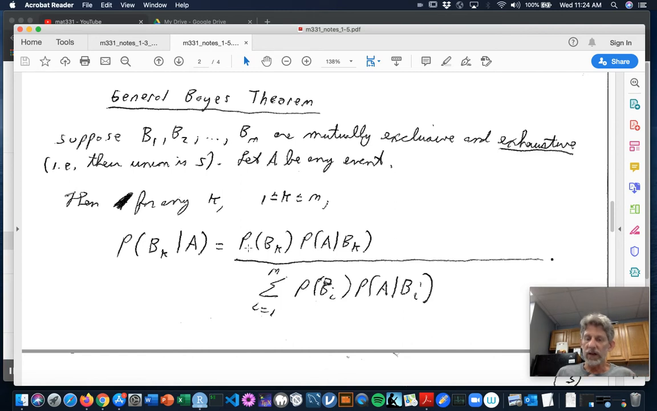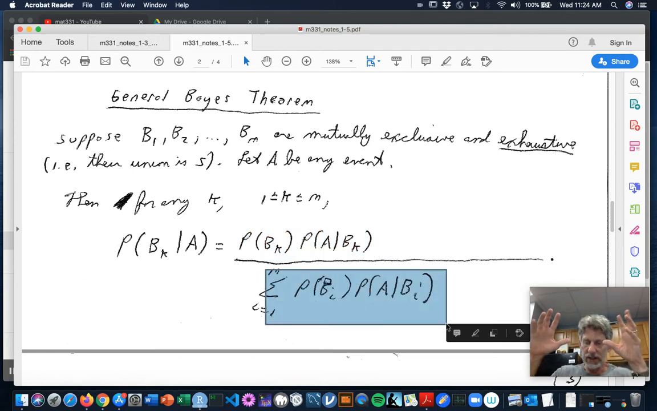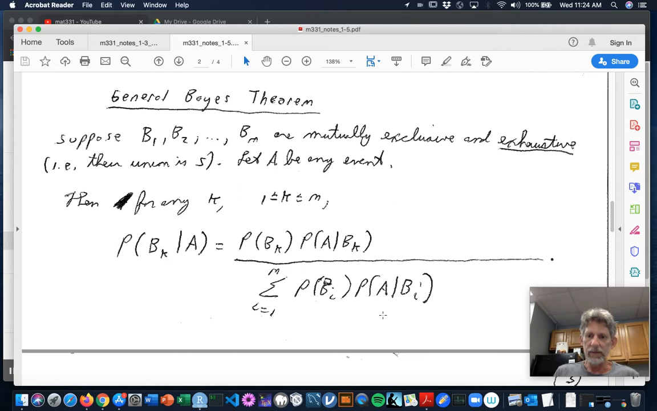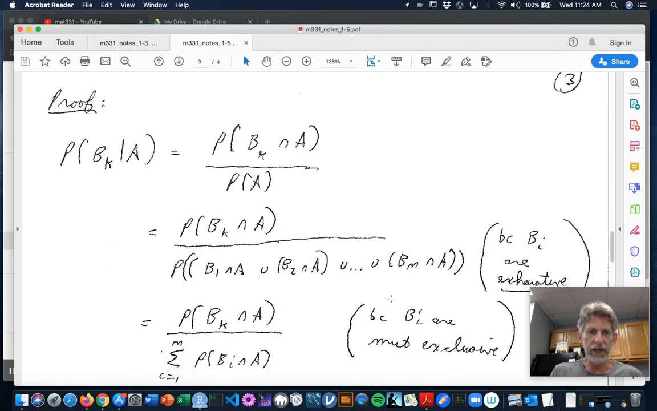Then using the same set of computations as we did with the pants example, you'll come up with the probability of Bk times the probability of A given Bk over that conditioning sum at the bottom, which works out to the probability of A. You're finding the probability of A by conditioning on B1 through Bm. That can be done because they are mutually exclusive and exhaustive. So let's check this by doing the proof.